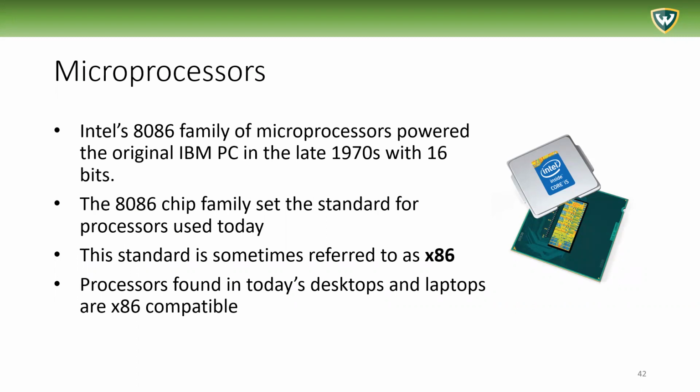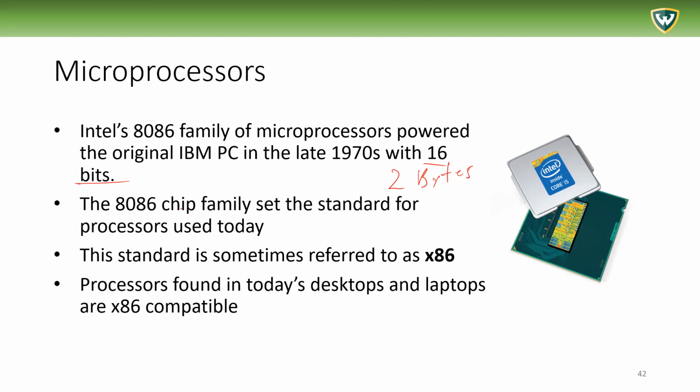Microprocessors. We already talked a little bit about microprocessors, the microchip as the integrated circuit and the brain of the computer. Intel's 8086 family of microprocessors powered the original IBM PC in the late 1970s, which was one of the first personal computers with 16 bits, kind of amazing. So in the 1970s, the microprocessor was operating on 16 bits. That's 2 bytes. A byte is 8 bits.